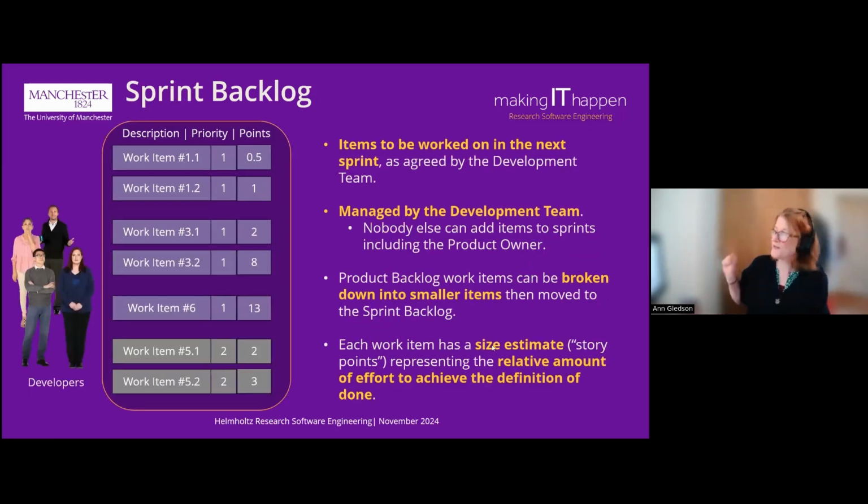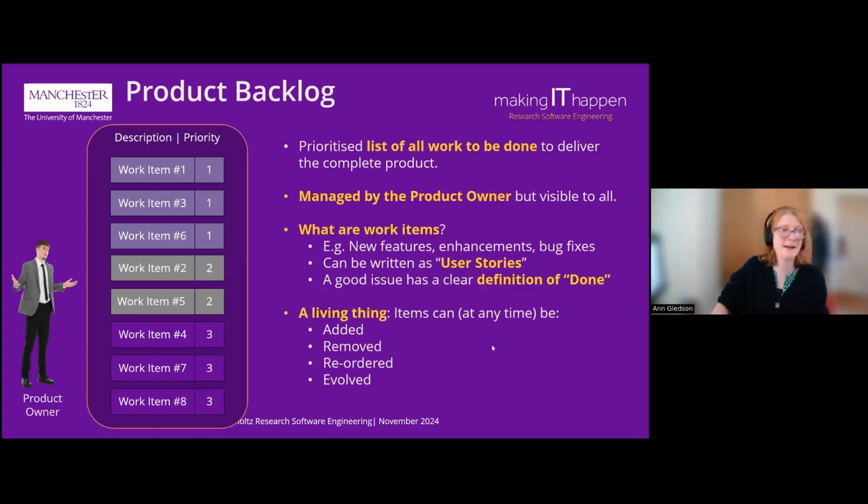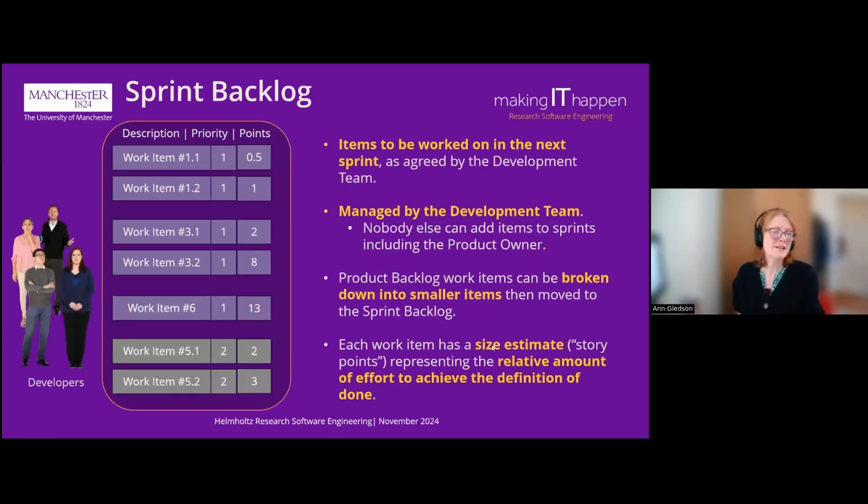Okay, and also the development team can add items to it as they're going along if they find bugs and things. Okay, the sprint backlog. So just to remind you, we had the product backlog, and now this is the sprint backlog. The sprint backlog is owned by the developers. It's items to be worked on in the next sprint as agreed by the development team. It's managed by the development team, so nobody else can add items to sprints, including the product owner. And this is quite important.